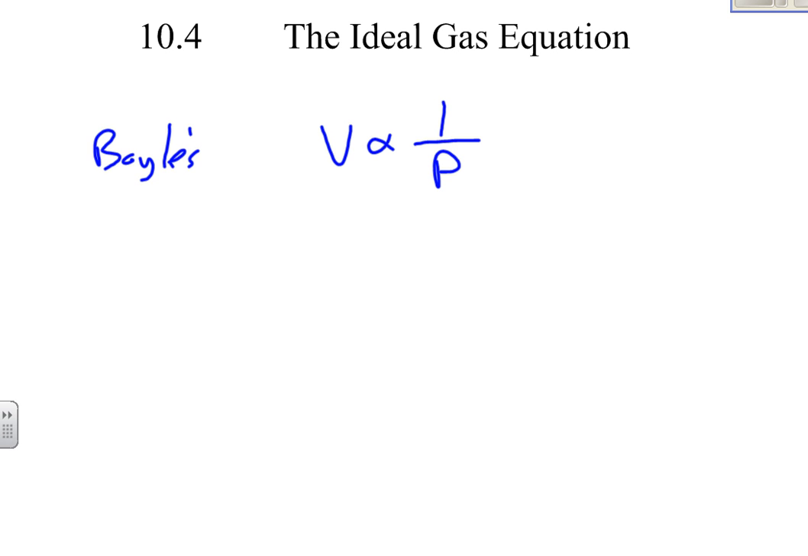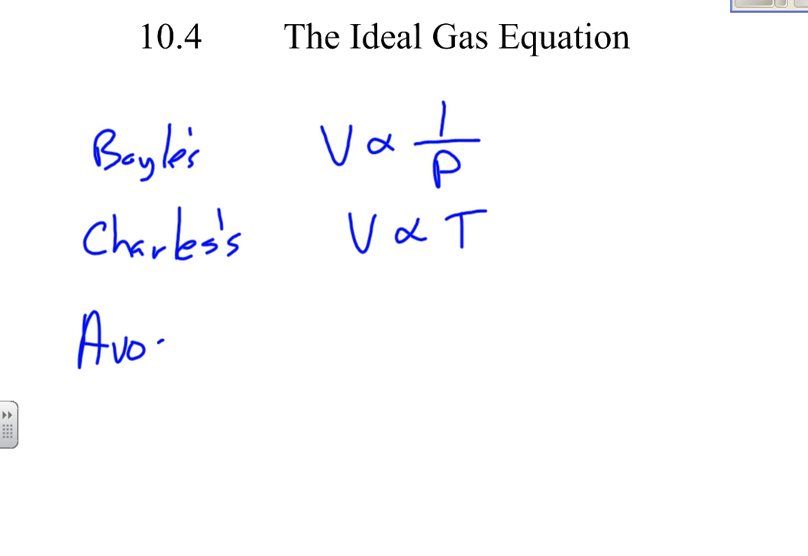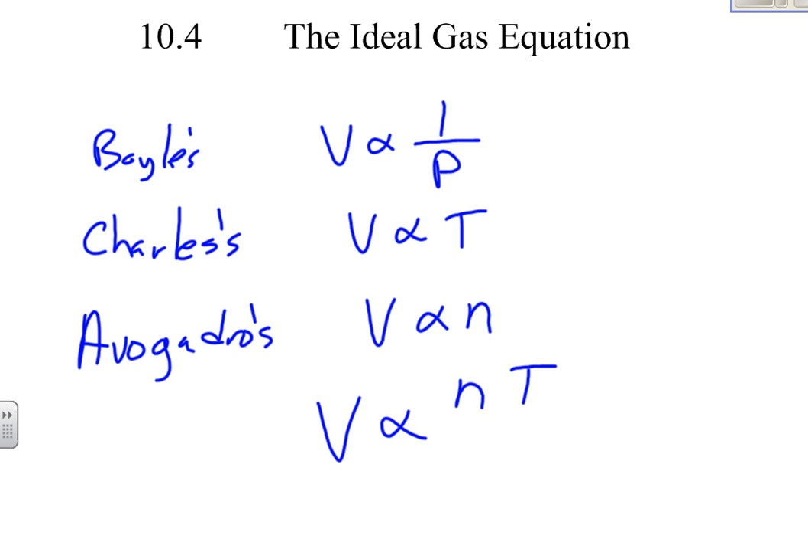inversely proportional. We have Charles' law, which told us that volume was directly proportional to temperature. Then we have Avogadro's law, which told us that the volume was directly proportional to the number of molecules. So if we put all these things together, we get that the volume is proportional to the number of moles and the temperature, and inversely proportional to the pressure.